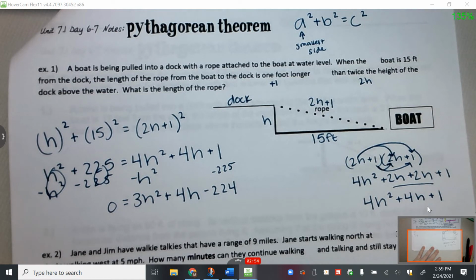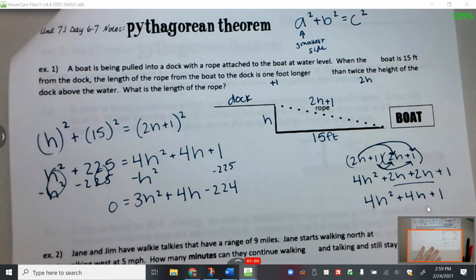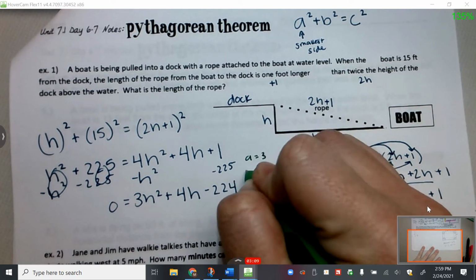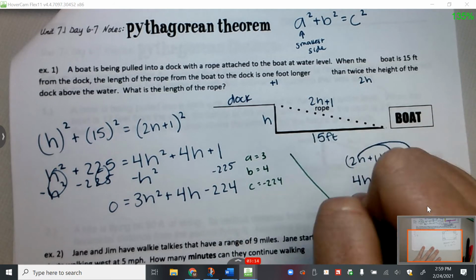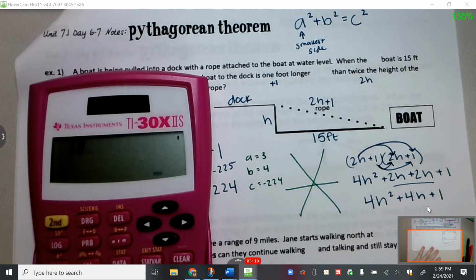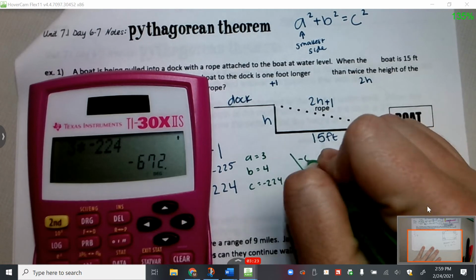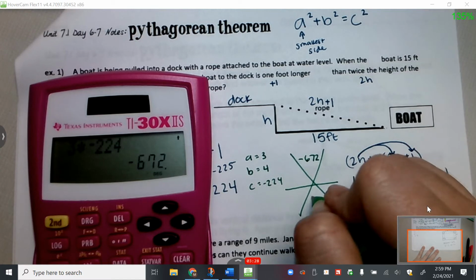Okay, so first things first, check for a GCF. 3 does not go into 4. So right away, 3 is prime, there's no other number, so there's no GCF. So I'm going to come over here, and I'm going to do my snowflake. A equals 3, B equals 4, C equals negative 224. A times C, so this is going to be a big old number. 3 times negative 224 is negative 672. And B is 4.